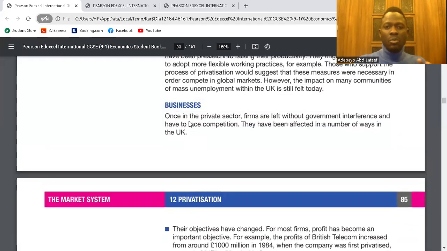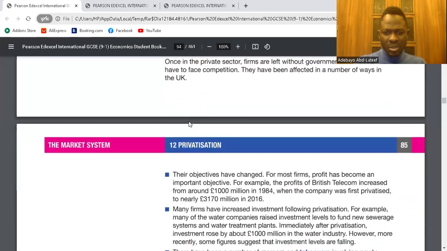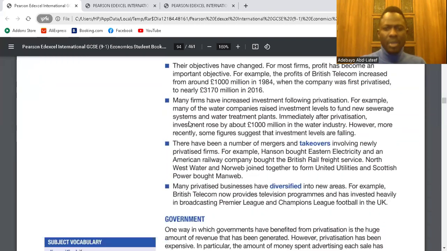What else do we have there? So many privatized businesses have diversified into new areas. For example, the British, they make the example of the companies here. As soon as you buy over the public sector business, you might change the structure, you might change its model of operation.